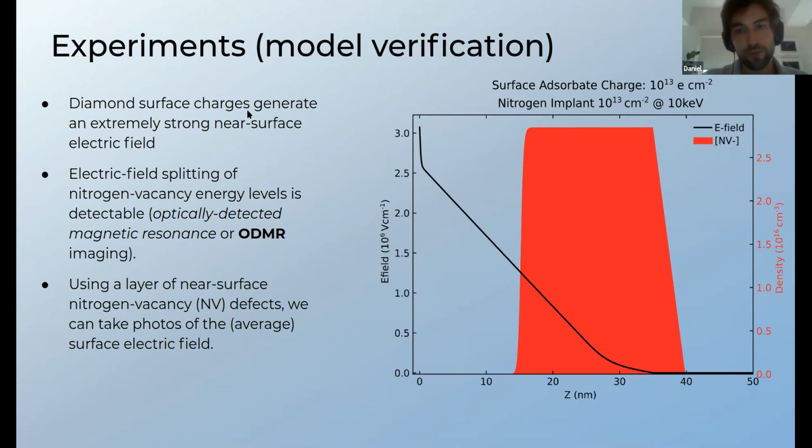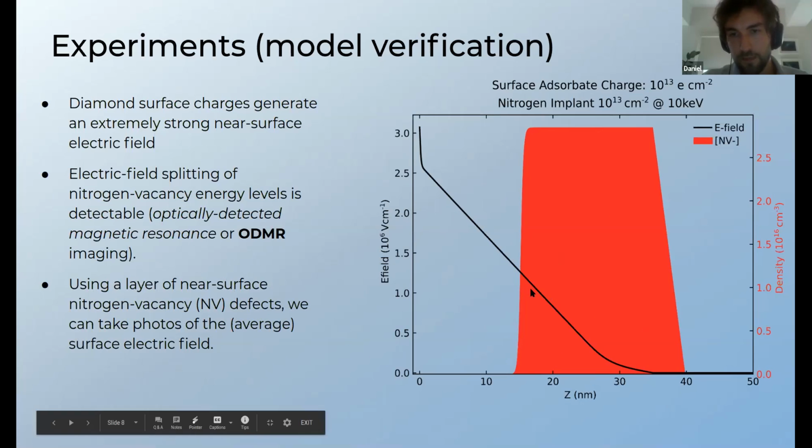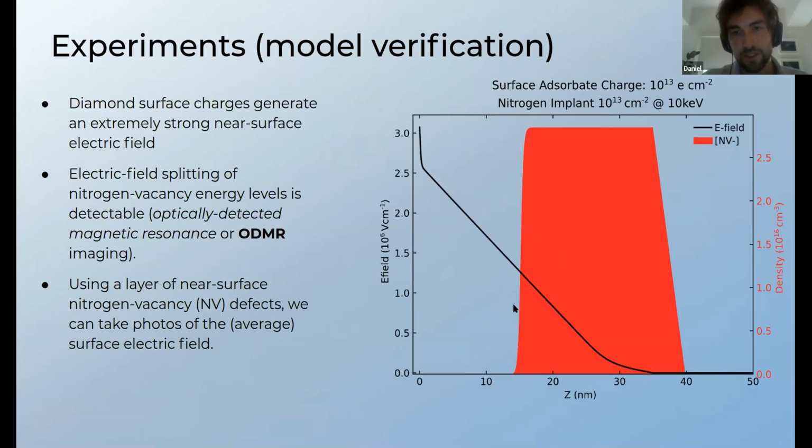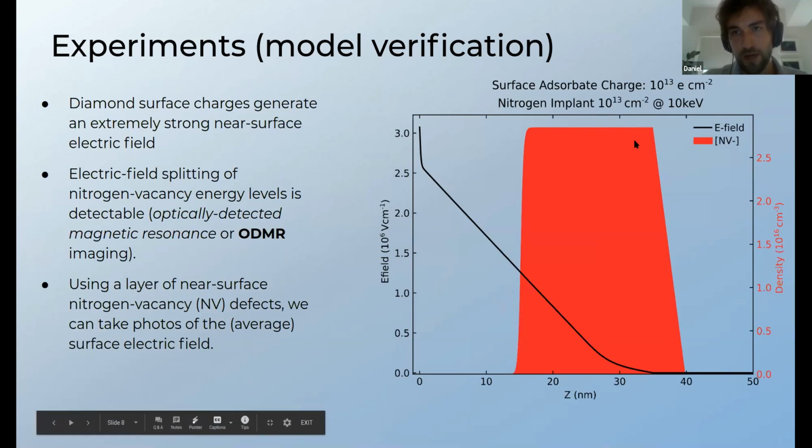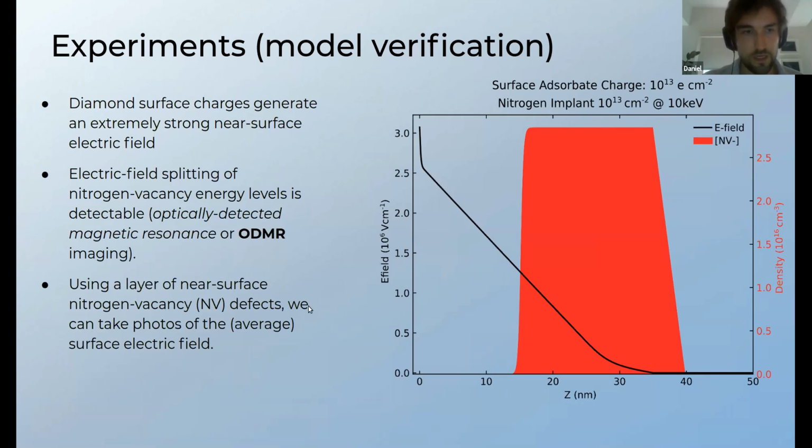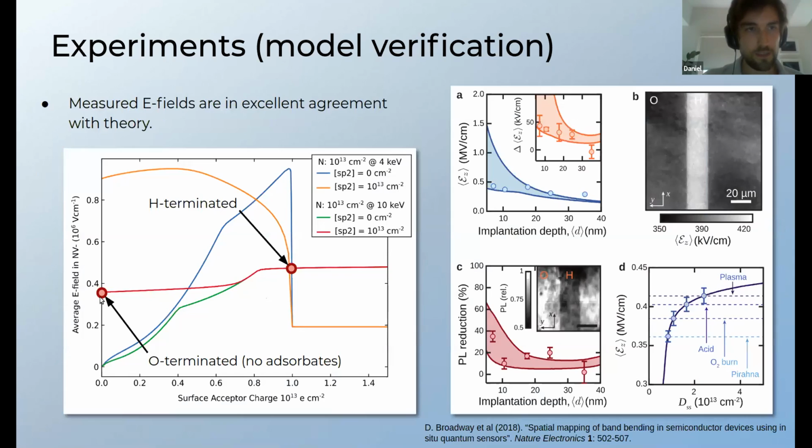And I say average because while we would like to be able to pinpoint along depth exactly what the field is, really all we can do is measure aggregate luminescence from the nitrogen vacancy layer here. But still, if our model predicts a particular average E field, then that's what we should measure, and indeed it is. So thankfully, this agrees with our experiments.